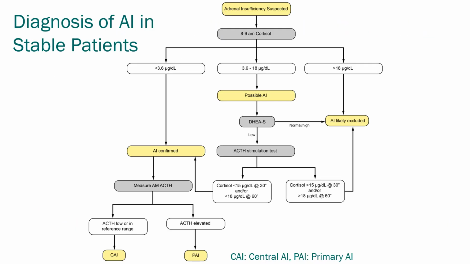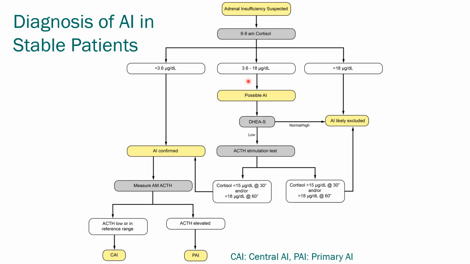So this is a diagnostic algorithm for patients who have the suspicion for adrenal insufficiency and patients who are stable. So if we have patients here who we suspect have adrenal insufficiency, and again, I'll point out these are stable patients, the best test initially is a morning cortisol. If that cortisol is high, greater than 18 micrograms per deciliter, adrenal insufficiency is excluded. If those levels are low, less than about 3 to 3.6 micrograms per deciliter, the diagnosis is confirmed, and those patients have adrenal insufficiency.